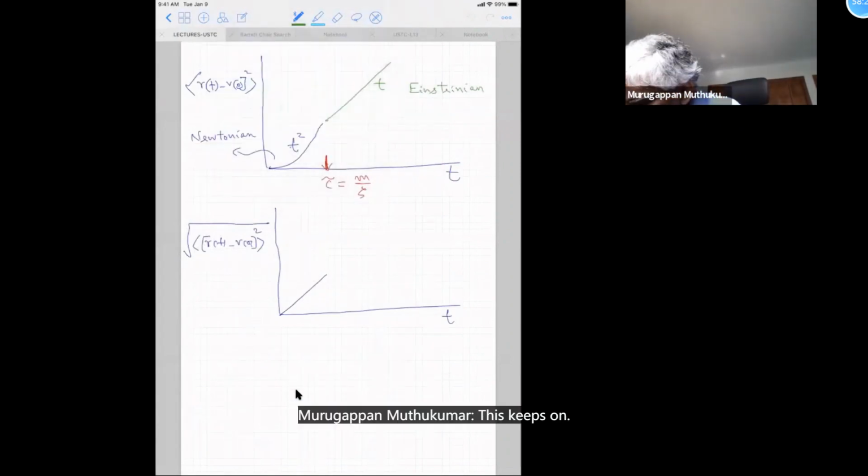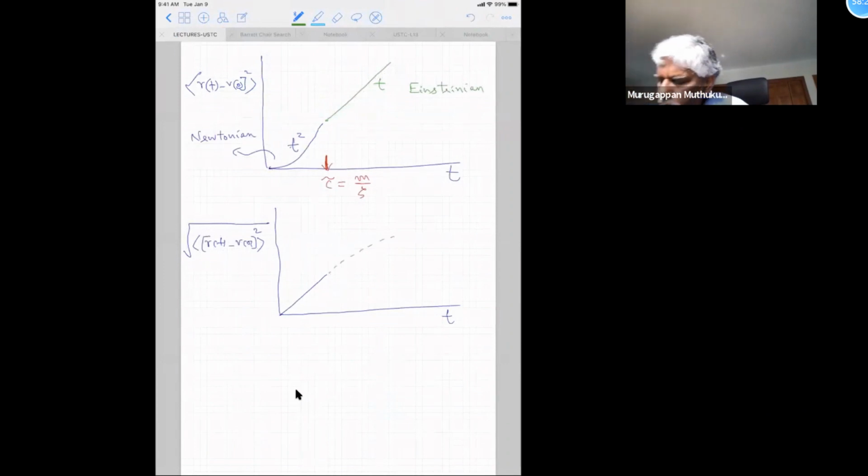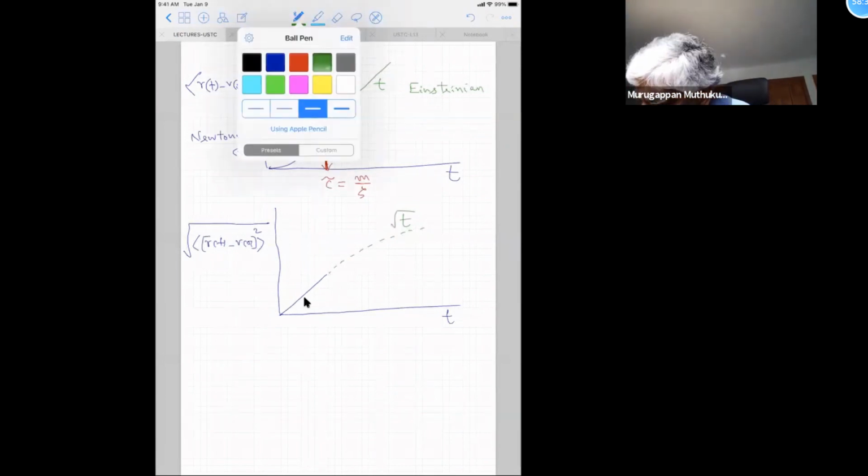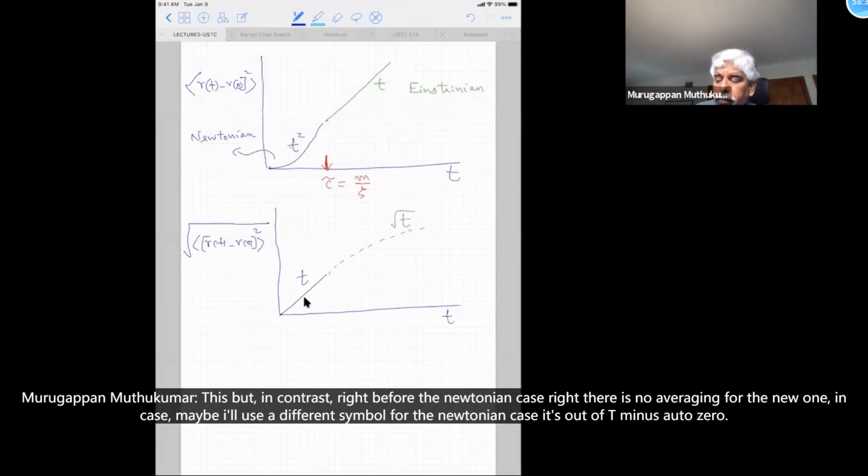This keeps on going, because now it's the square root of t, right? Square root of t is here. Here it's linear. This is, but in contrast, right?